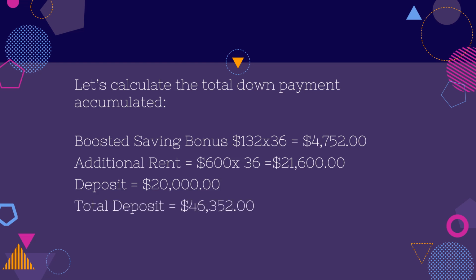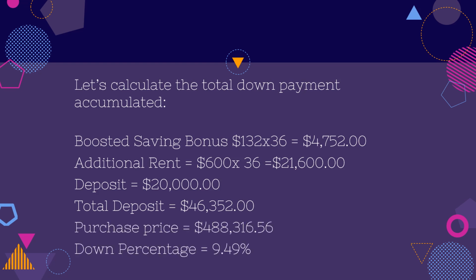Because he started with 5% and he's reaching almost 10%, this will help him qualify for a mortgage if his credit score has improved enough to qualify with the 10% down payment to purchase the house.